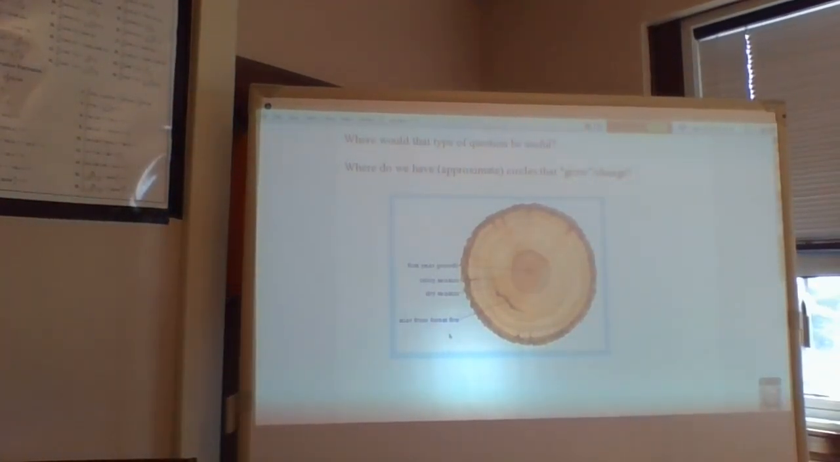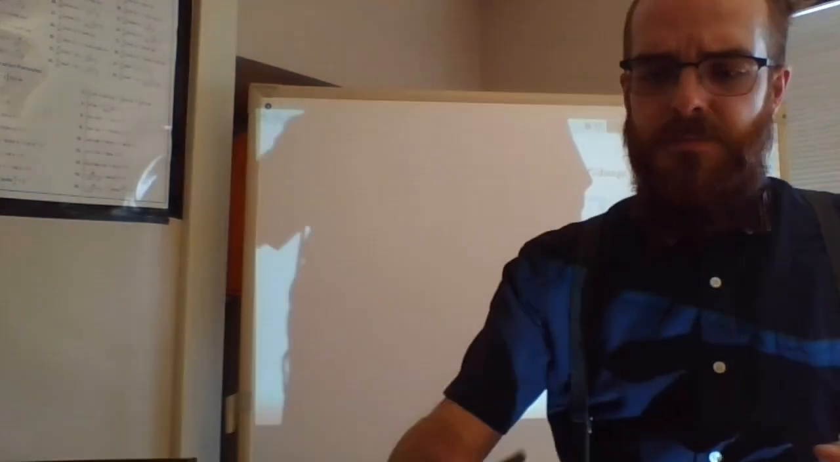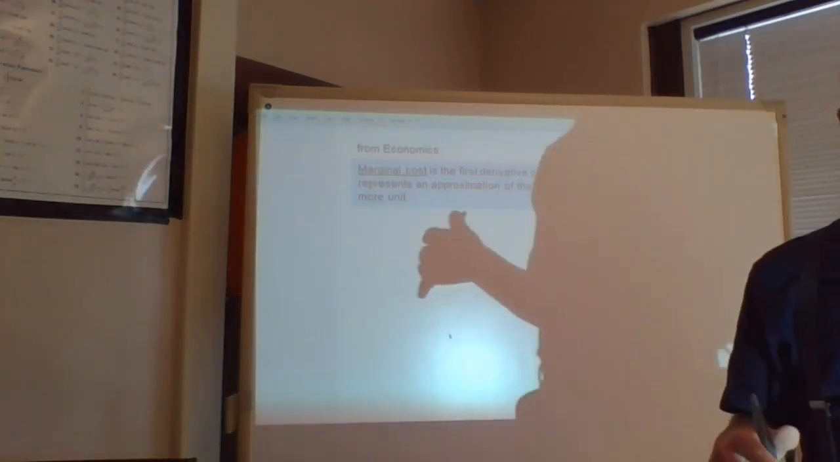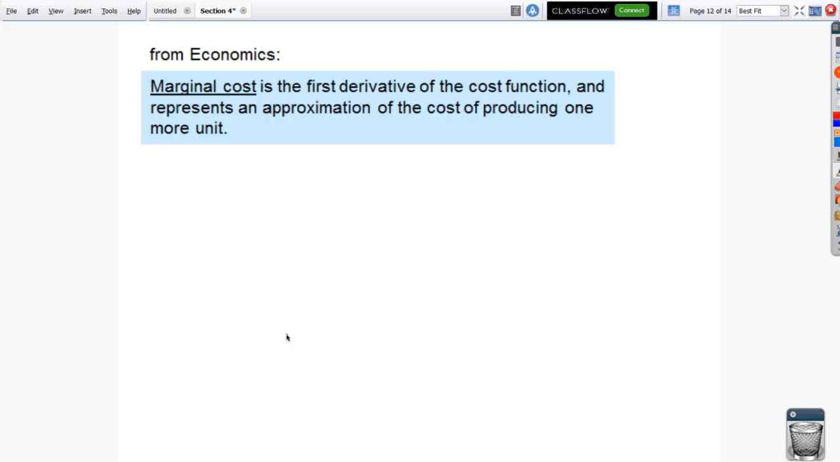This is another application for it, talking about the rings in a tree. There's something about how some of them are darker than others. Something about the rate of growth of the tree in healthy seasons and unhealthy seasons. I don't know. I'm not a biologist, so I don't know all this stuff.